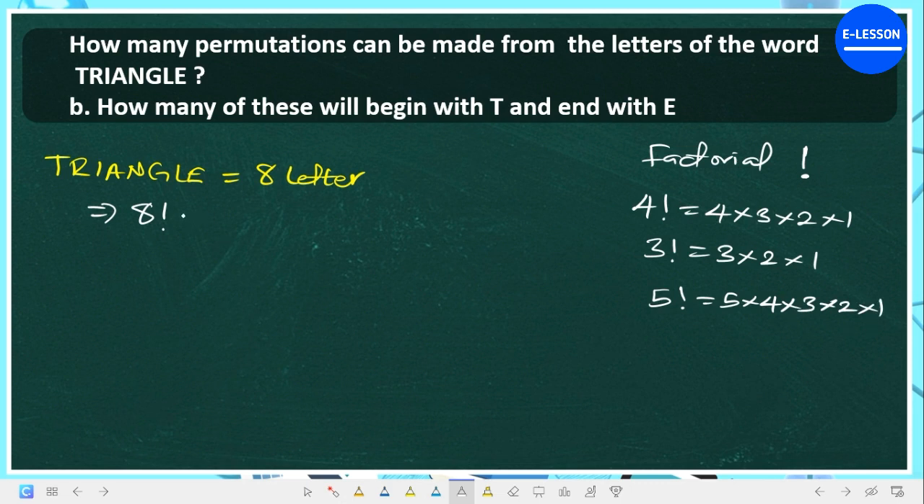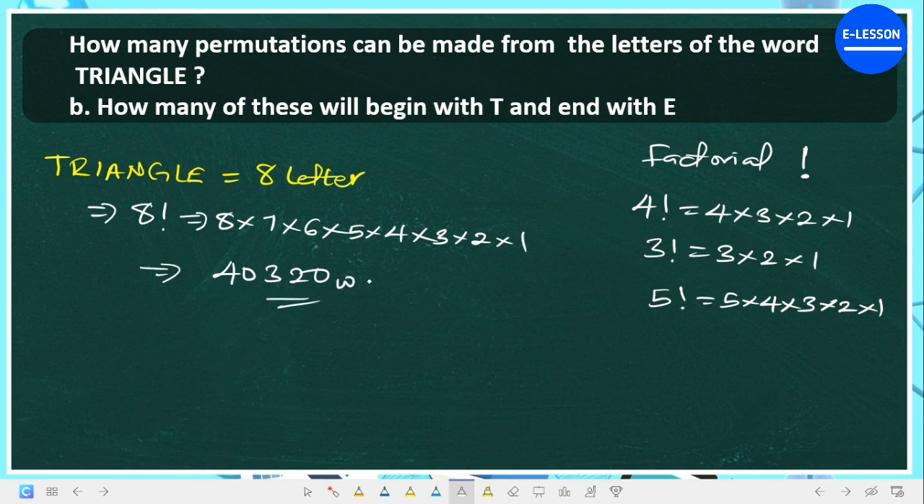So if I say 8 factorial, it means 8 times 7 times 6 times 5 times 4 times 3 times 2 times 1, until you get to the last one. If you multiply everything here, this is going to give you 40320 ways, or permutations. So the number of ways that this can be arranged, the number of permutations, is 40320.